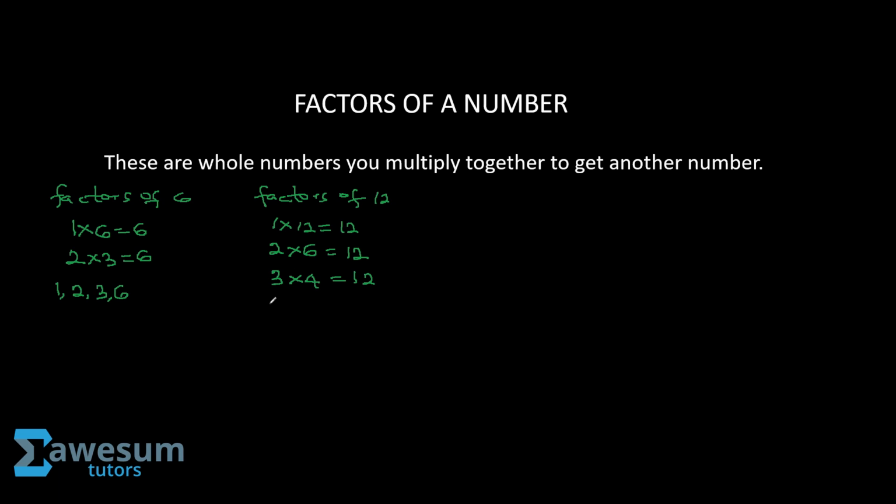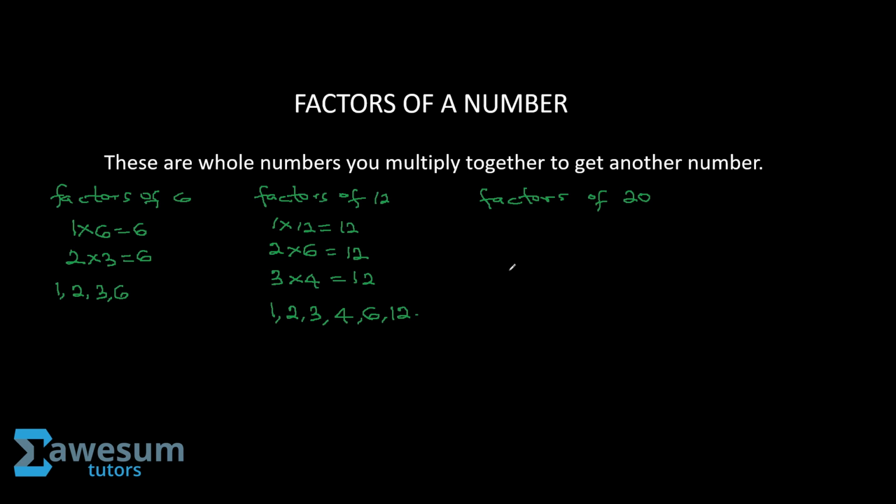So that means the factors of 12 are going to be 1, 2, 3, 4, 6, and 12. These are the factors of 12. Let's look at one more problem. Factors of 20. What are the factors of 20?